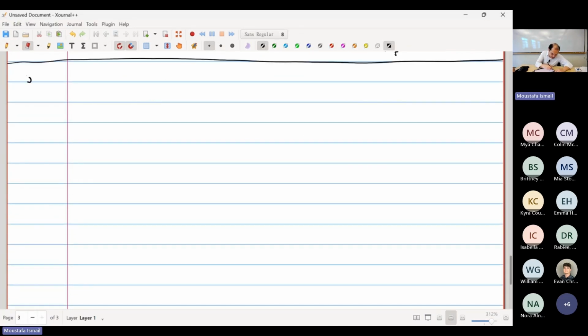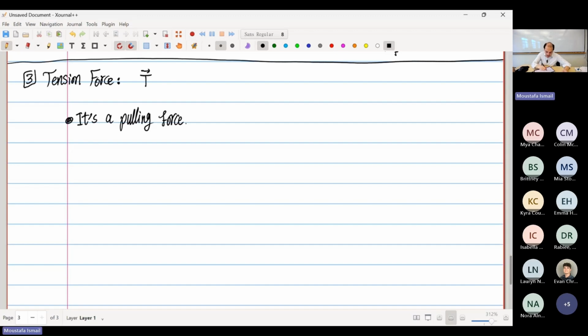The third force on the list is tension force. We denote the tension force by capital T. Small t is reserved for time, so capital T is the tension force. It's always a pull. It can never be a push. The tension force is exerted by a rope. So if you try to push something with a rope, the rope goes slack and there is no force. So it's a pulling force. The agent is the rope, and it's a contact force. So it exerts a contact force with the object it's in contact with.